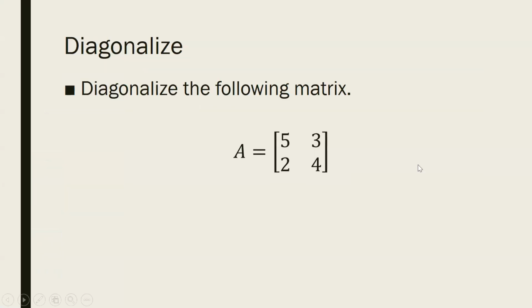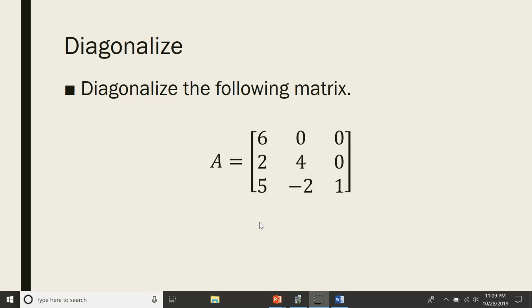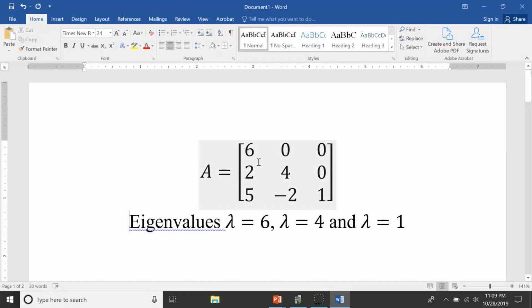All right. So I want you to try doing this one. Diagonalize the following matrix. Now, push pause and go ahead and try to do that. All right, hopefully you went ahead and pushed pause and tried to diagonalize this matrix. What we see here is that it is a triangular matrix, so the eigenvalues are going to be 6, 4, 1. So there's no real need to make a characteristic equation. We just get 6, 4, 1 as the diagonal entries.